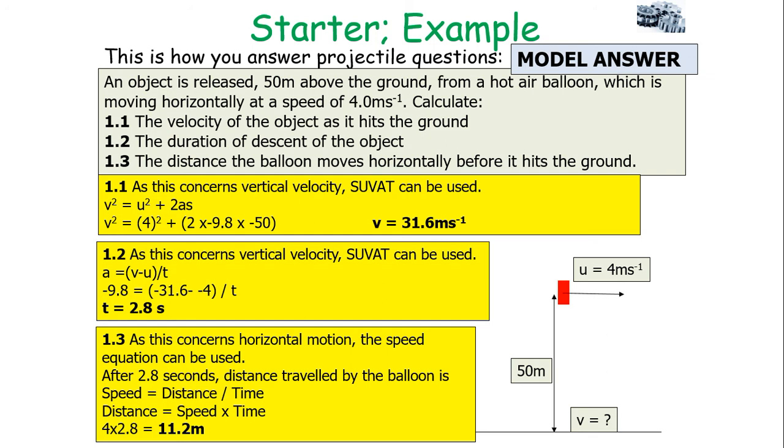Well, because the time for the horizontal and the vertical has to be the same value by the rules of projectile motion, the time in the previous question is the time in this question, so it's 4 times 2.8, so the horizontal distance moved is 11.2 meters. Note, which is not the same as the vertical, because the vertical and the horizontal do not affect each other apart from time.